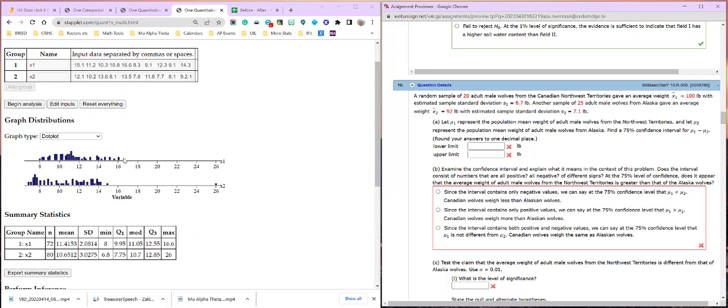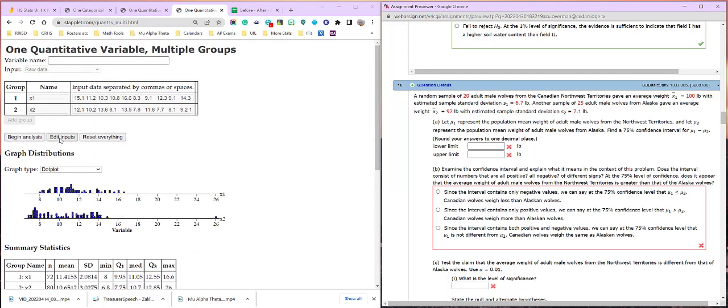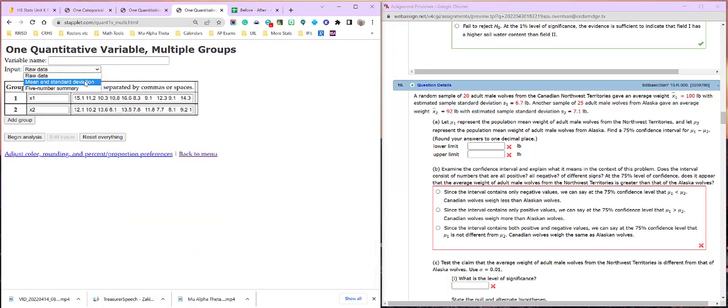So what we're going to want to do is we actually want this one. Let me go ahead and edit inputs, but this time I'm going to say mean and standard deviation. And we're still using X1 and X2. This time we're doing average weight. And we have two kinds of wolves we're looking at. We're looking at Canadian wolves. And the mean is 100 pounds. The standard deviation is the S1, 6.7.